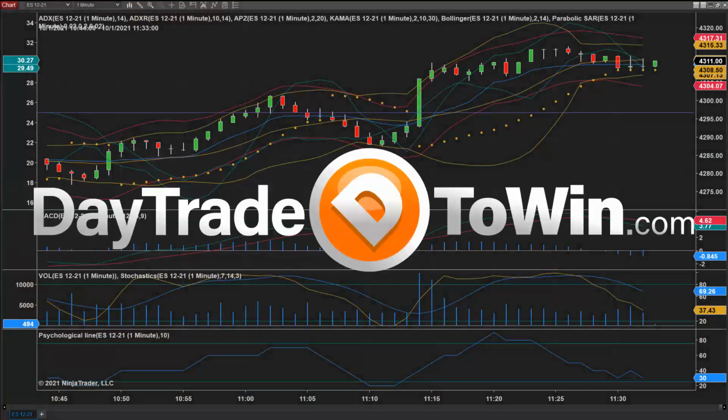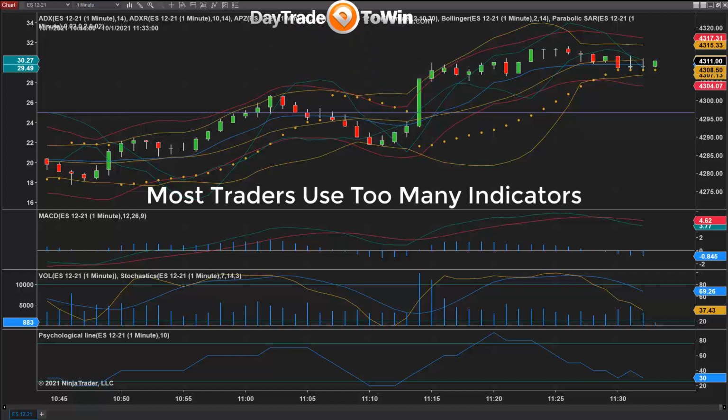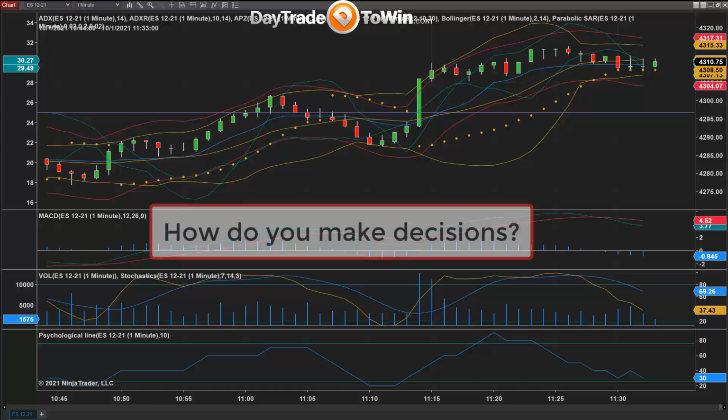Hello everyone, DayTradeToWin.com. My name is John Paul, and what you're seeing on this chart is how most traders use indicators and try to understand the market. Now to me this is a problem because it's not clear what's happening. How do you make decisions looking at a chart like this?